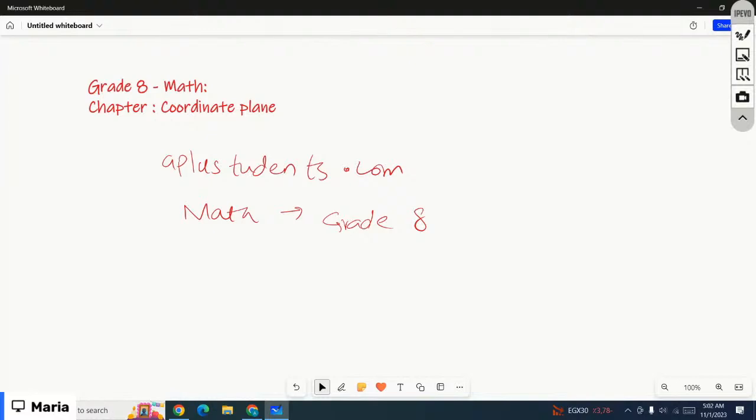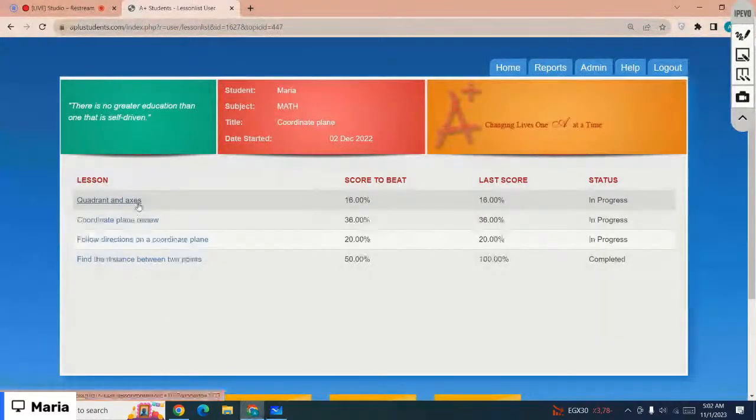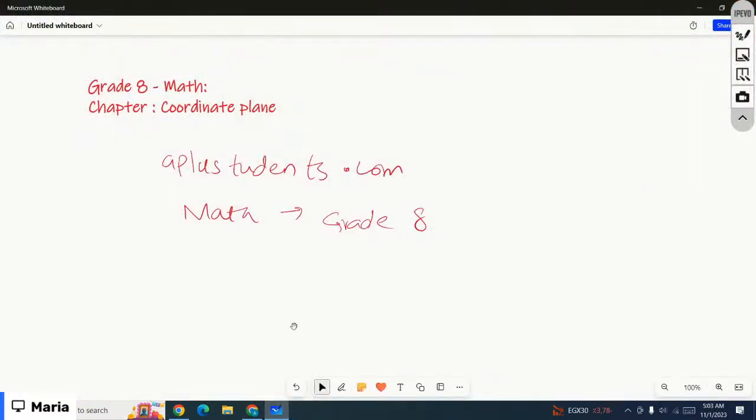And the lessons. So please make sure you have your notebook and pencil so that you can note down the important examples and definitions as well, right? So here I'm on grade 8 math. The chapter is coordinate plane. Okay, let's just discuss the coordinate plane first, right? So what do you know about the coordinate plane? What is the coordinate plane? Okay, you can note down the definition.